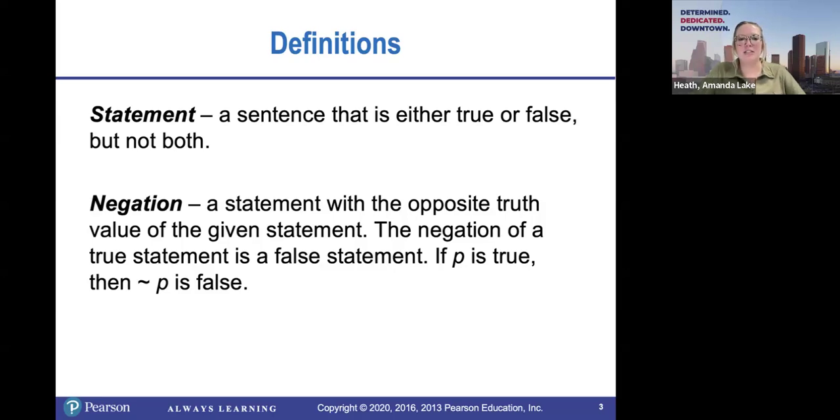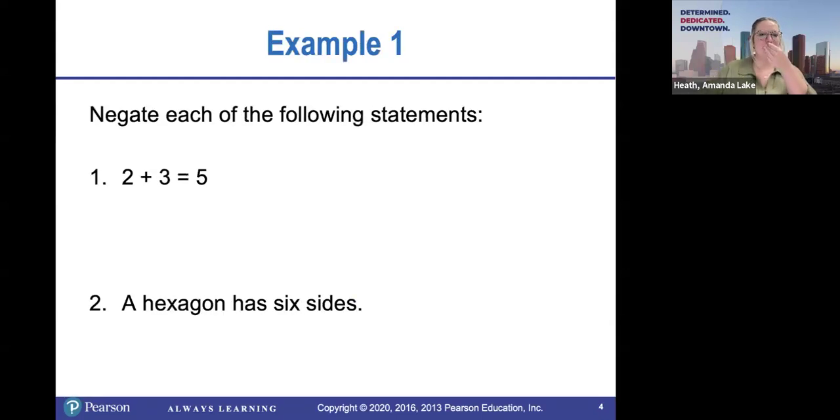So then we have negations, and negations are statements that have the opposite truth value of the given statement. So the negation of a true statement is false, and so if P, our statement, is true, then not P, is how we read that, is false. So we have examples here. Negate each of the following statements. So the first statement here is 2 plus 3 equals 5. So that is a sentence, even though it's a number sentence. We can think of it as a statement because it is either true or false. In this case, we know that 2 plus 3 does indeed equal 5. So this is a true statement. So when we negate it, it should be false.